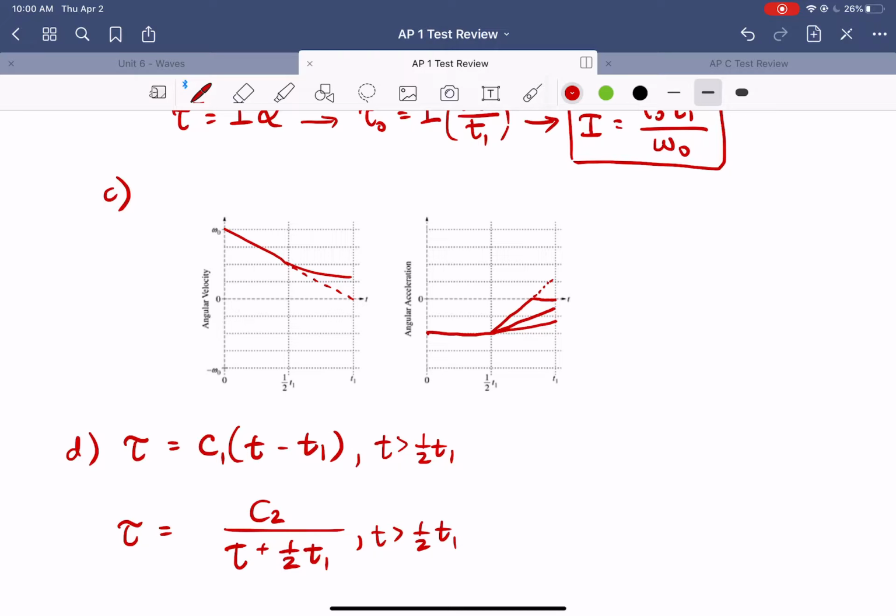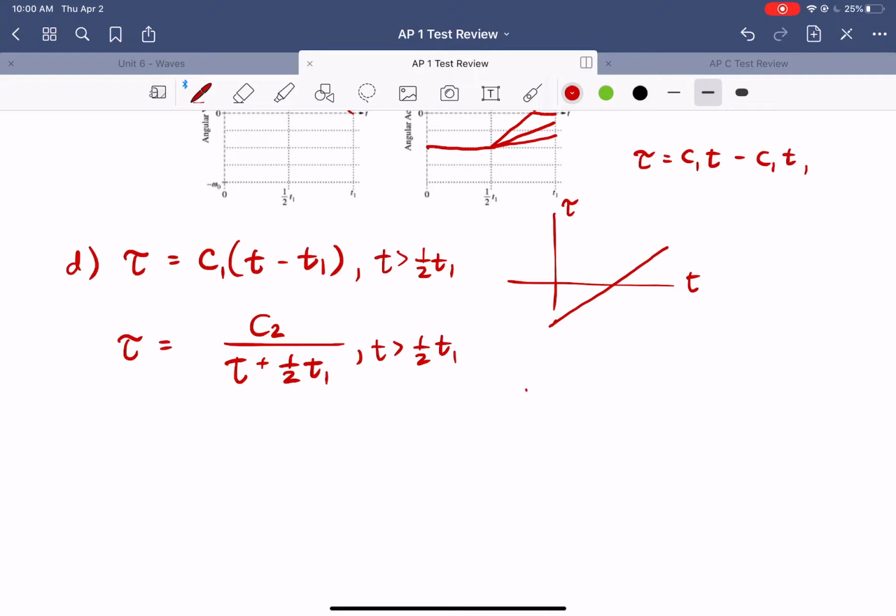Okay, so if we look at this first equation here, this is a linear equation. We have torque equals some number times T minus C1 times T1, right? So you could rewrite the equation like this. So this just looks like y equals mx plus b. This is a linear equation. It has a positive slope and a negative intercept. So if we were to plot those, it would look something like this. So this does not show a torque that is decreasing over time. It starts negative and goes towards 0, but then it starts becoming positive again.